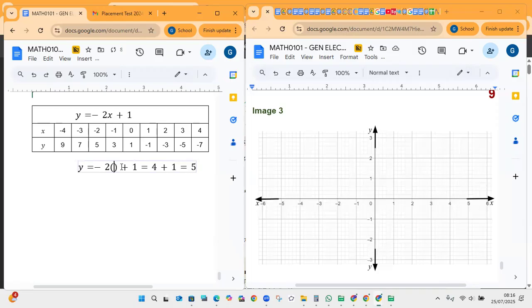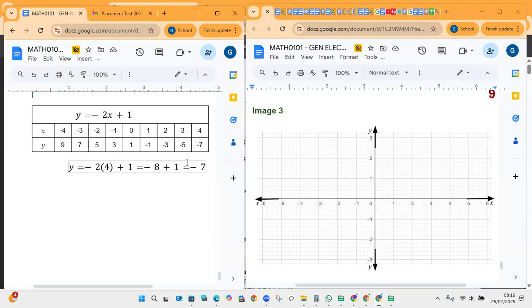2 4s are 8. -2 by -4 is -8. And -8 plus 1 will give you -7. Okay, so please bear that in mind. A negative times a negative is a positive. A negative and a negative is a negative.